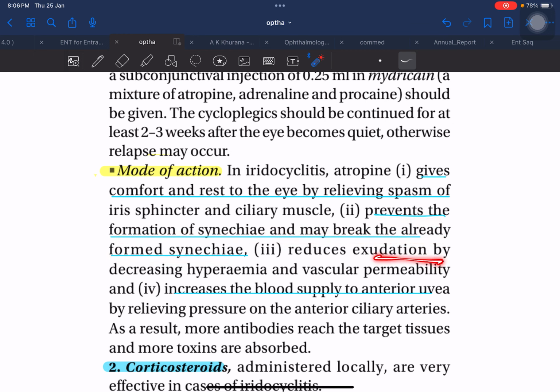It reduces exudation by decreasing hyperemia and vascular permeability, right? And it also increases blood supply to the anterior uvea. And this is how atropine is working here. It is relieving pain by preventing ciliary spasm, and causing increase in blood supply to what? Anterior uvea. It is reducing exudation, reducing vascular permeability, and preventing formation of synechia, and it will break the already formed synechia also.